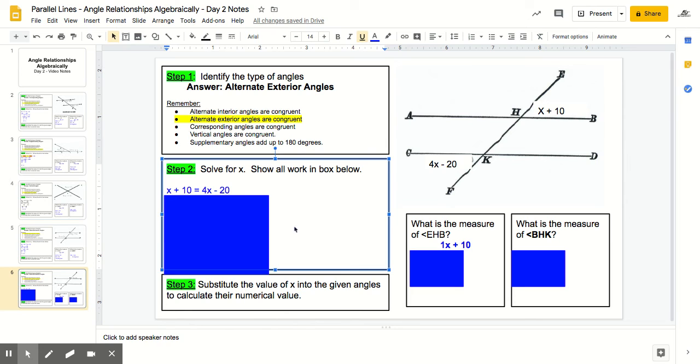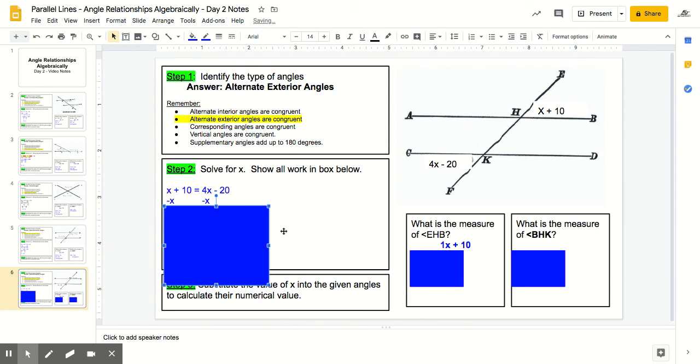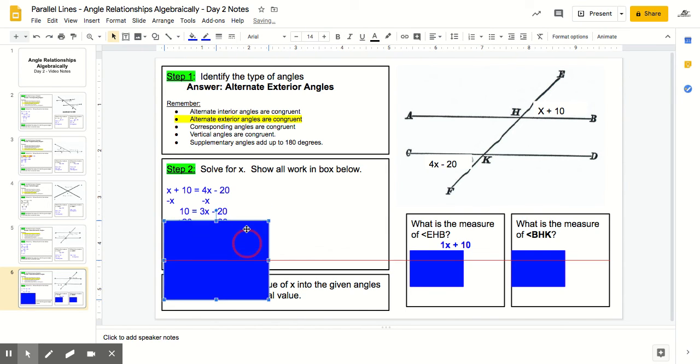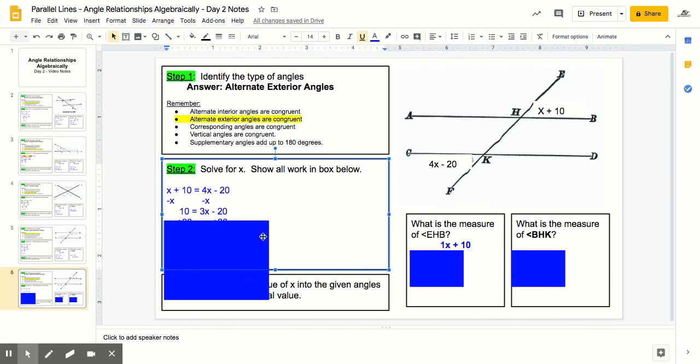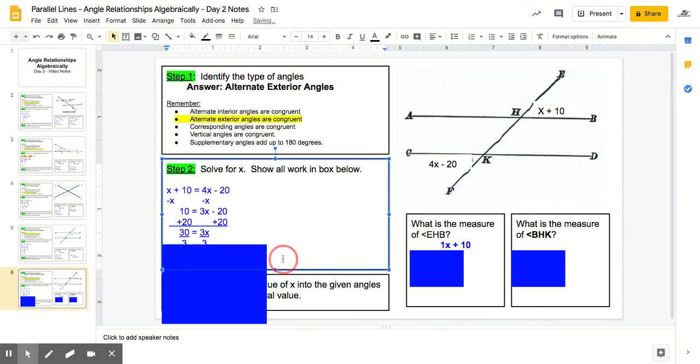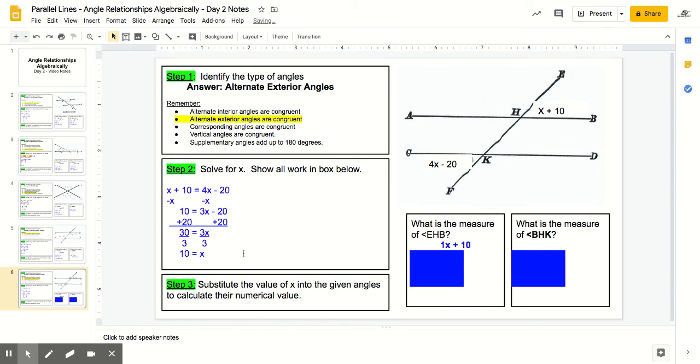I have an equation with variables on both sides, so I'm going to subtract that x on both sides. Bring down the positive 10. 4x minus x is 3x. Bring down the minus 20. Then I'm going to add 20 to both sides. 10 plus 20 is 30, which equals 3x. Divide both sides by 3, and we get 30 divided by 3, which is 10, and 3x divided by 3, which is x. So we get x is equal to 10.